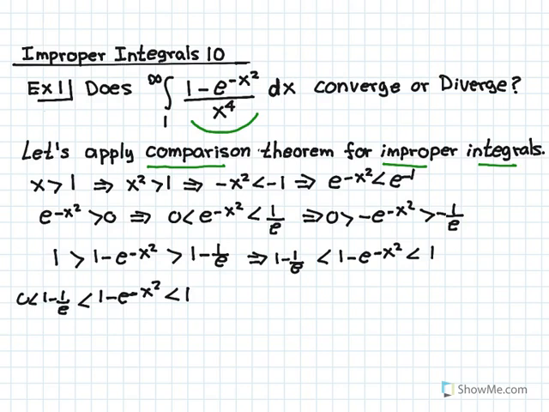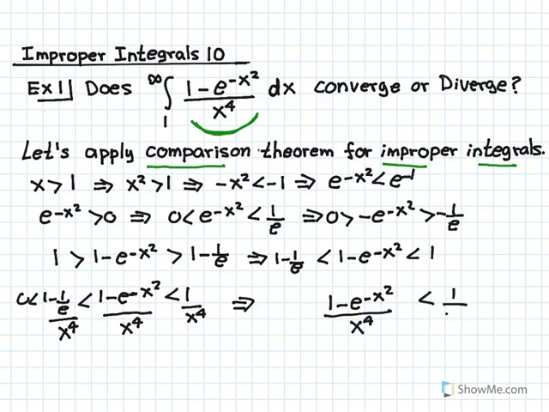And we're going to divide everything by x to the fourth. Why do we do that? It's because we want to build up this integrand. That's the reason. So we're going to divide by x to the fourth, divide by x to the fourth, divide by x to the fourth. So what we have shown is that 1 minus e to the negative x squared divided by x to the fourth is less than 1 over x to the fourth and is larger than 0.